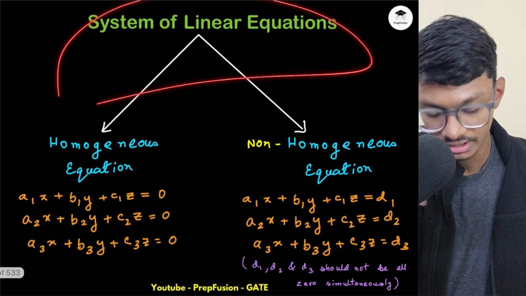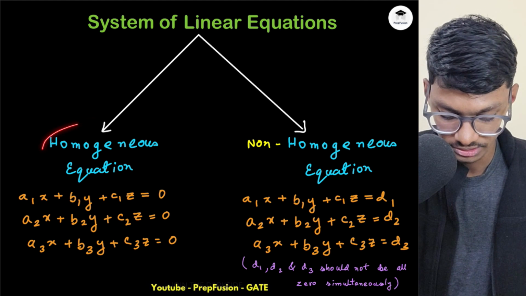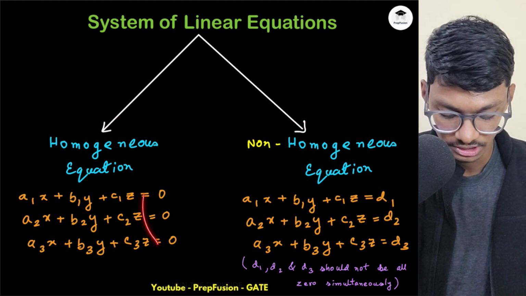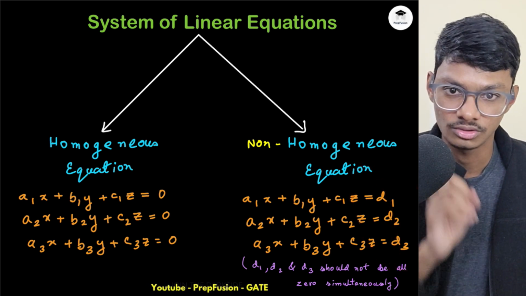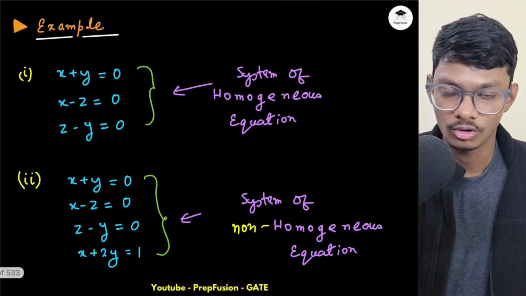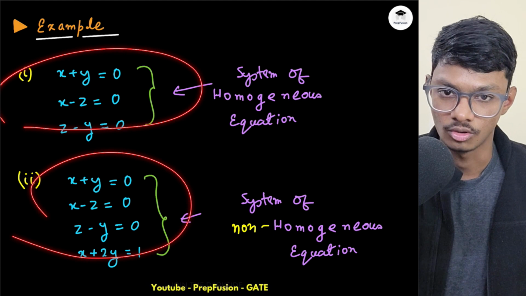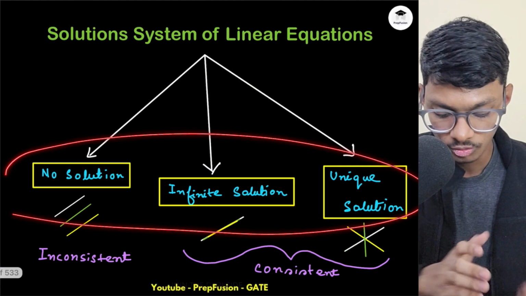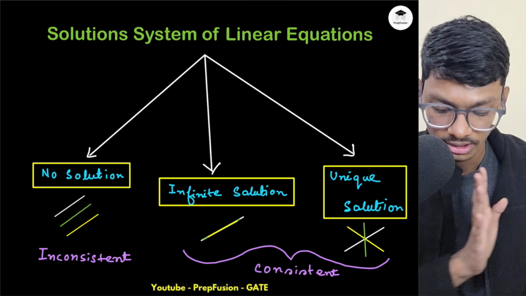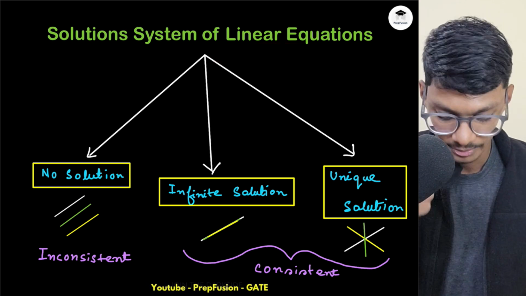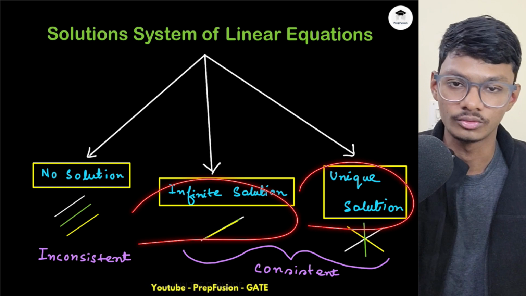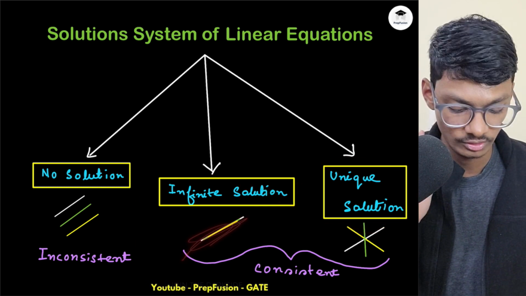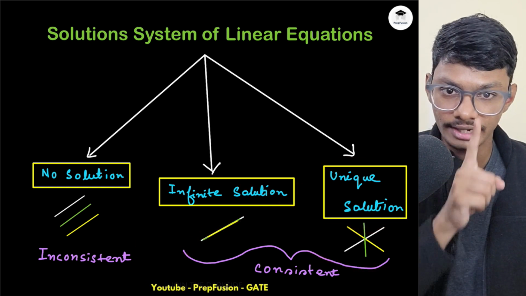I told you we have two types of systems of linear equations, homogeneous and non-homogeneous. For homogeneous, the constant part will always be 0, and for non-homogeneous, at least one of them has to be non-zero. Simultaneously all of them cannot be 0. Then I told you what type of solutions we can get from a system of linear equations. We can get no solution, basically they never cross each other. We can get infinite or unique solutions, if they are always overlapping or only cutting at one point.